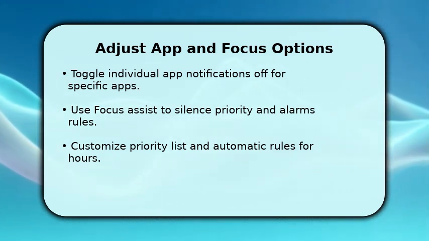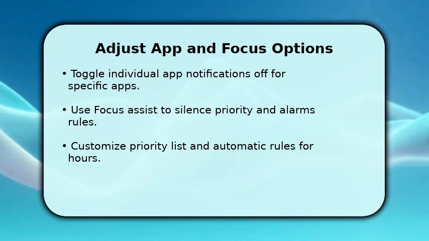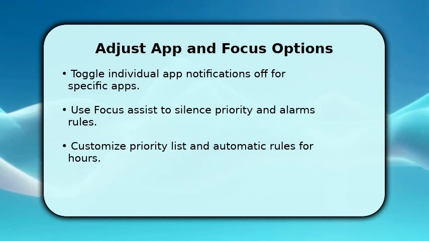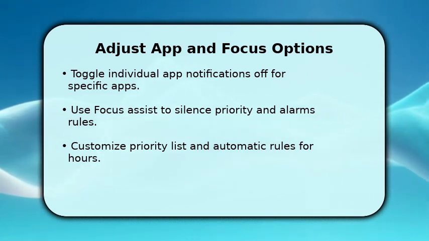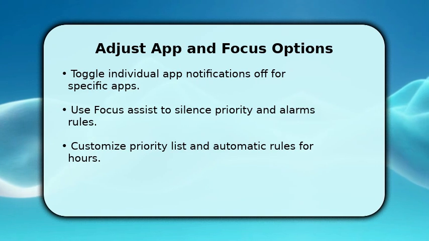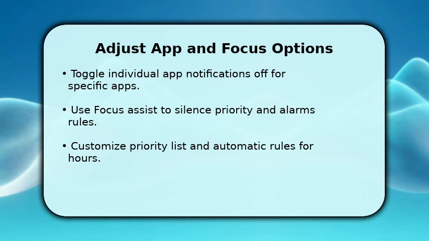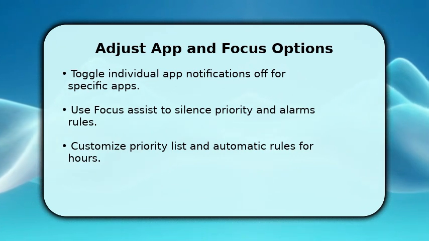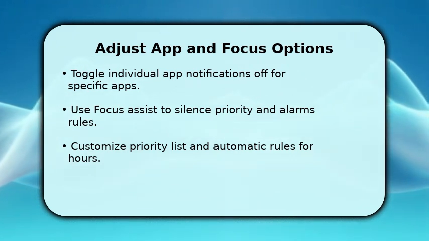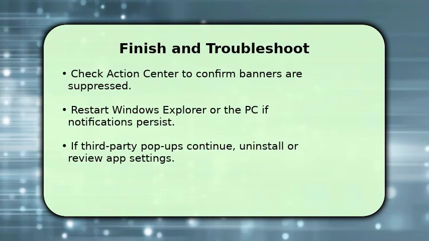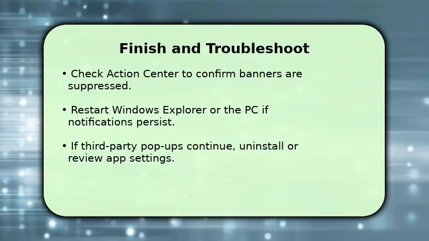Next, open Focus Assist to set rules, choose priority only or alarms only depending on needs, and edit the priority list so important contacts still break through. Once done, configure automatic rules for work hours, gaming, or full screen to avoid future disruptions without manually toggling each time. To finish, open the Action Center and confirm banners and sounds are suppressed.